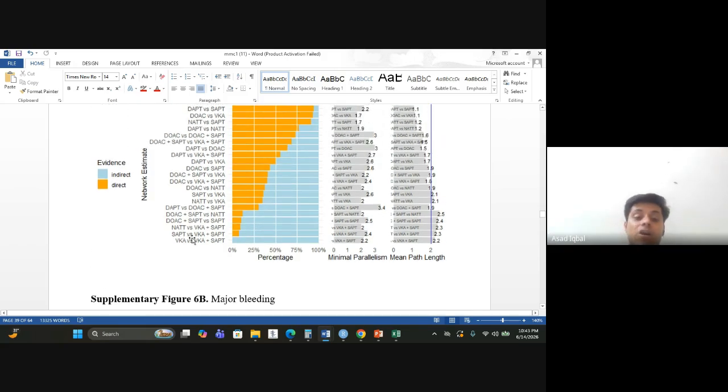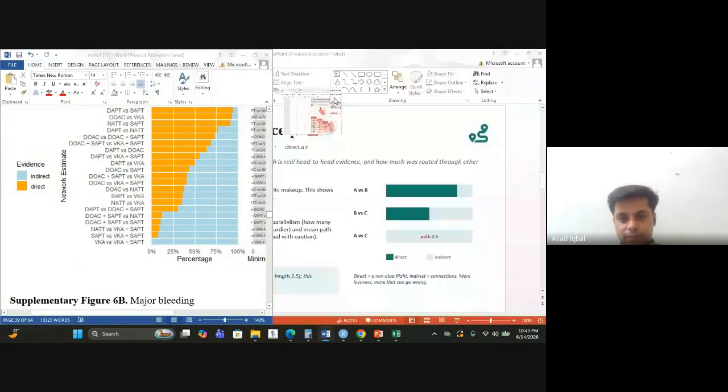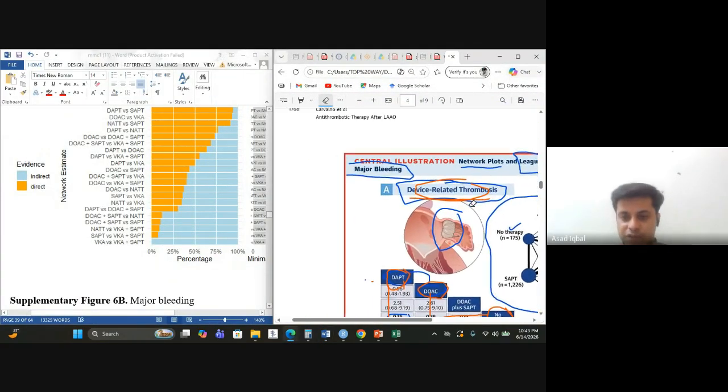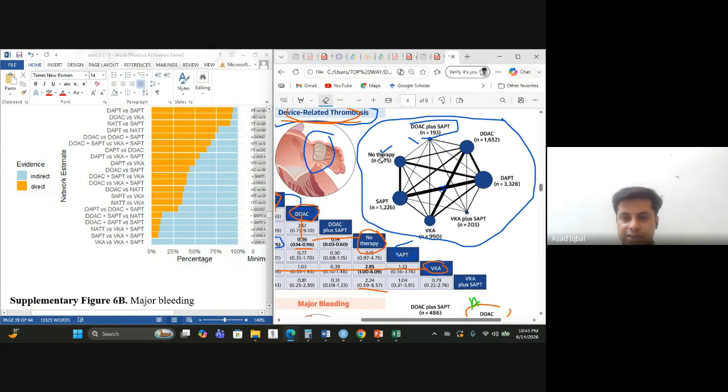Let me show it to you this way. For the outcome of device related thrombosis, look at this. This is VKA. Here is your VKA. Let me click the pen. Here is VKA. Okay, now versus what? VKA plus SAPT. Now here is VKA plus SAPT. My question for you people: are these two connected?